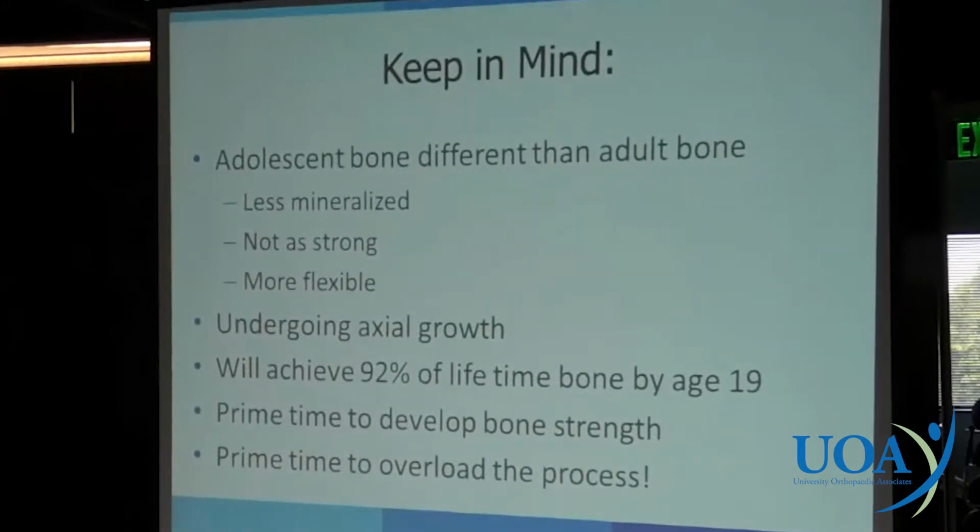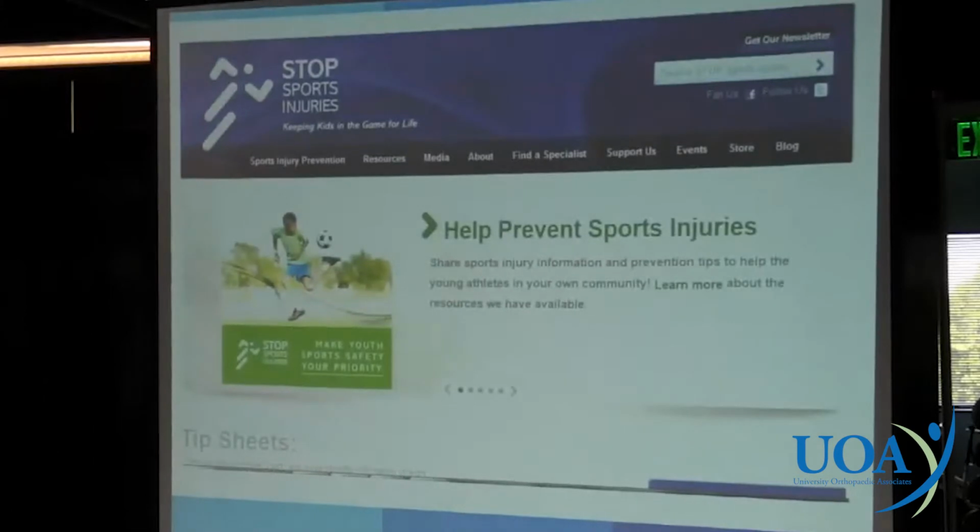So the things to keep in mind is that we are dealing with adolescent bones. Different than an adult bone, there's less mineralization, right? You are laying down the mineral in your bone until you're around 22 years old or so. So the bone probably isn't as strong. It is a little bit more flexible. There's still axial growth going on. So these are things to think about as these athletes are pushing themselves harder than we've probably seen student athletes push themselves in the past.